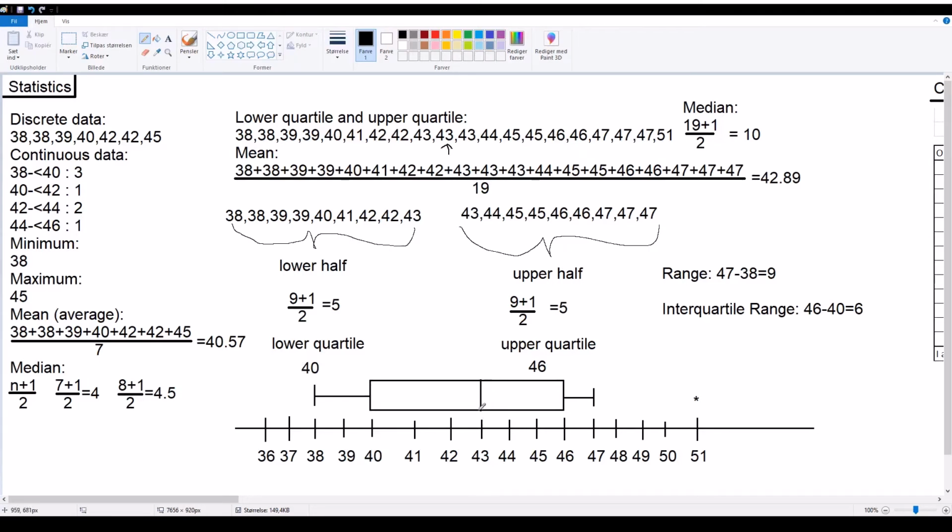This line here represents the median of the entire set, which is 43, as we found out before, and this line here represents the upper quartile, which is 46, as we found out here. So this is going to be about statistics.